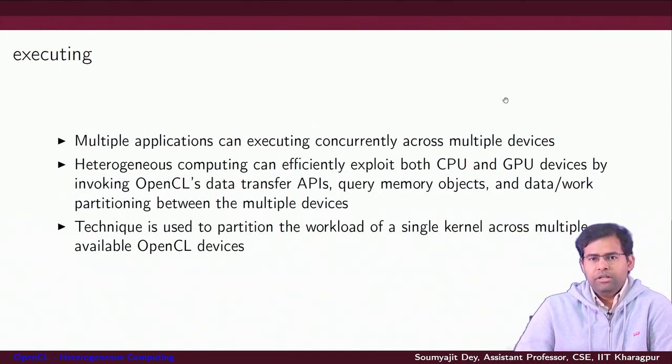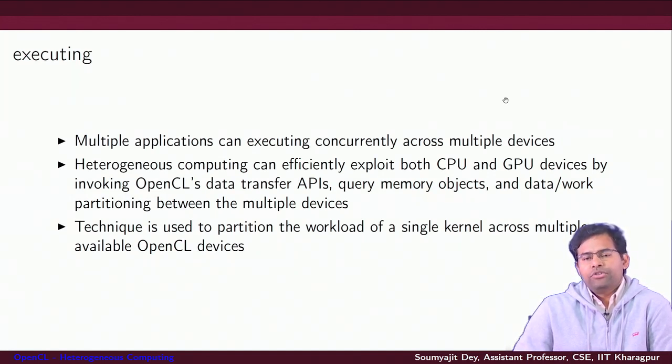So, you can actually split the kernel into two sister kernels, I would say, and dispatch them to multiple devices. Of course, the two devices have to be available in the system, but assuming they are available, you are exploiting more parallelism in that way, and this can really be done using OpenCL's data transfer APIs, query, memory objects, and the support for multiple devices that is available.